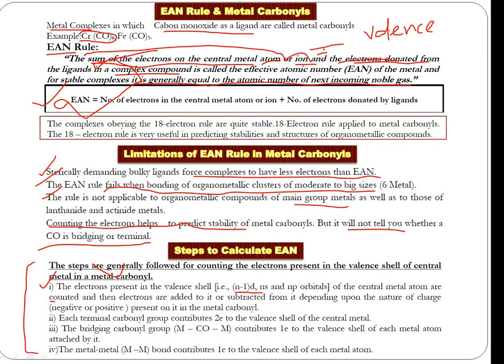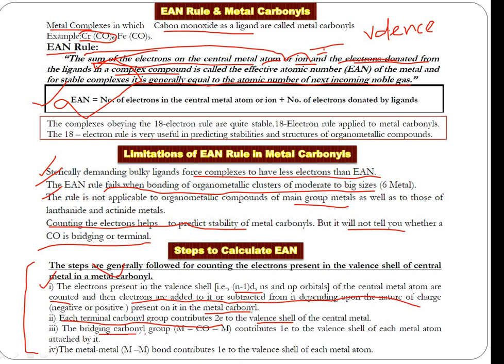So first of all, we have to count the electrons in the valence shell of the central metal atom. Then electrons are added or subtracted depending upon the charge on the metal carbonyl complex. Each carbonyl, if it acts as a ligand, contributes 2 electrons to the valence shell. So these 2 electrons we have to add.